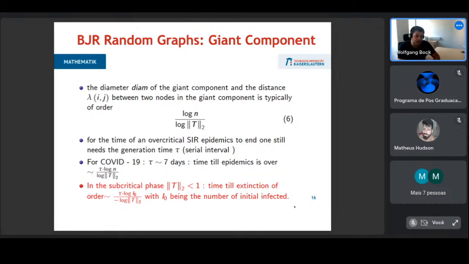And then you can think about, okay, what is a typical subcritical phase? We actually have that the time till extinction in such a model, you can compute and you can see it's logarithmically dependent on the number of the initial infected. That means the initial infected doesn't play such a big role. The time is actually dominated really by the generation time, which means actually the serial interval.